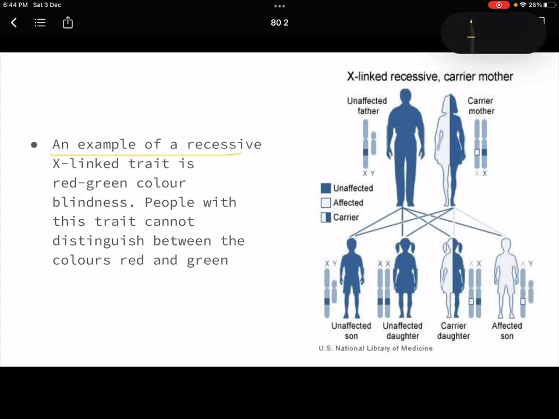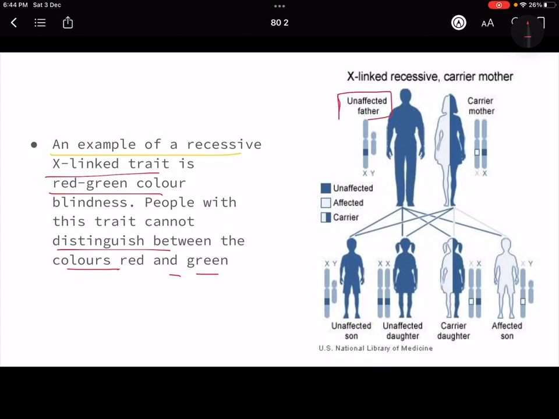An example of a recessive X-linked trait is red-green color blindness, okay. People who have this cannot distinguish between the colors red and green, and I have shown you. Like, the father is unaffected, okay, the mother is a carrier, meaning she is XX, so maybe one X is affected and one X is normal, and because this trait is recessive, in the sense that it will not show itself until and unless it is present in both the chromosomes, it is not going to express itself.